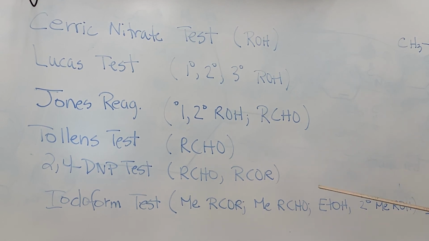And if you've got more than one possible structure your unknown could be, then you need to compare your physical data with what you got from the literature for all those different isomers, and then narrow it down to which one matches closest.